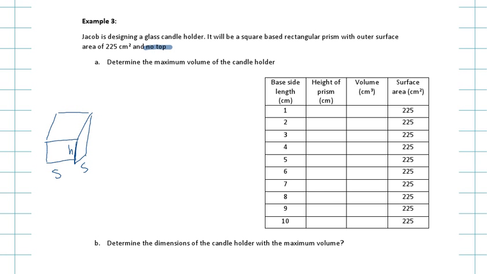Now, we are given the surface area of that prism. So what formula must I start with? The surface area formula. Now remember, number 1, it's not a cube, so I can't use 6s squared. Number 2, it's not a regular rectangular prism, so I can't use the surface area formula in the booklet. I have to come up with that surface area formula.